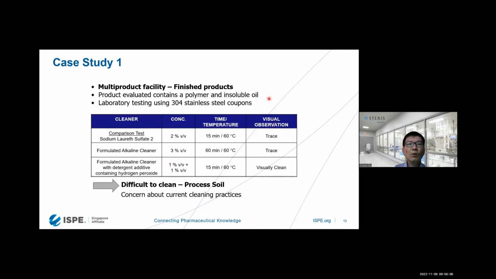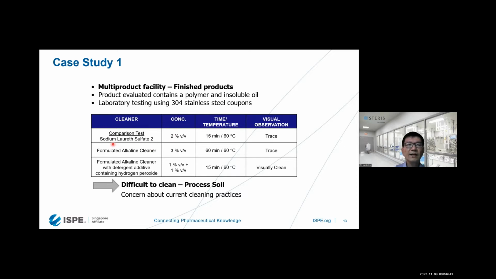So this is case study number one. This is a multi-product facility for finished products. In this case, the product evaluated contains a polymer and an insoluble oil. A polymer is basically a long chain of monomers, so this can be considered a macromolecule, a big molecule actually. So it's not easy to clean in most cases. Of course, the insoluble oil, as you all know, is not easy to clean as well, because it's not soluble in water. So in this case, basically, lab scale studies using 304 stainless steel coupons.